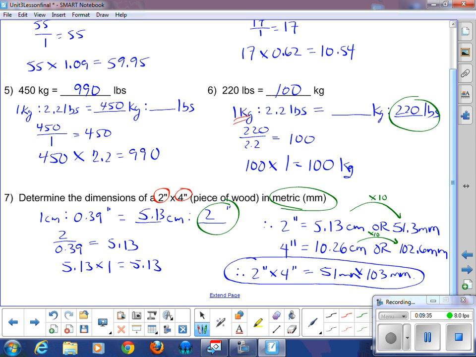So probably not going to catch on too quick in the construction world, because if you were to go into Rona or Moffett or Home Depot and ask for a 51 by 103, they're going to look at you kind of funny. We still use the 2x4, but those are the actual dimensions in terms of the metric system, the millimeters.